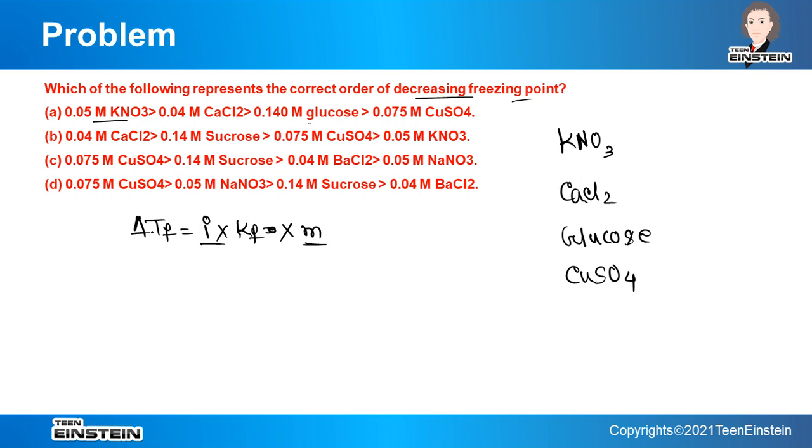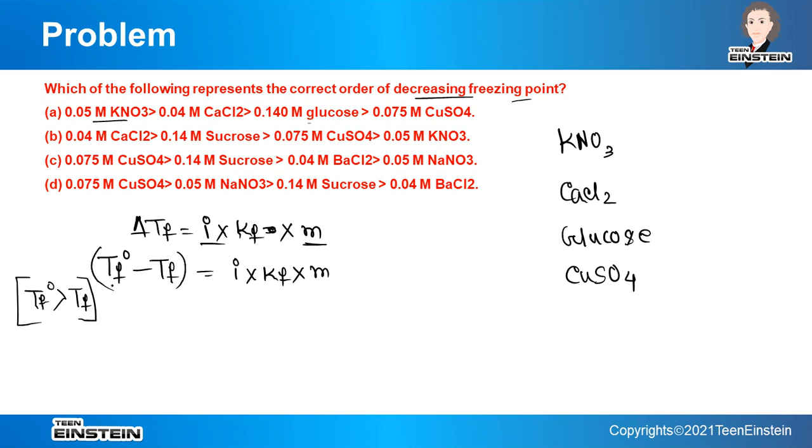So delta Tf is basically Tf naught minus Tf, because we know there is depression of freezing point, so Tf naught will have a higher value compared to Tf. This difference is delta Tf, and this is equal to i Kf into concentration. Now here Tf naught is fixed because all are aqueous solutions. That means the freezing point of water is fixed, which is 0 degrees centigrade. When we add different solutes, KNO3, CaCl2, glucose or copper sulfate, Tf will vary depending on the concentration of the solute.